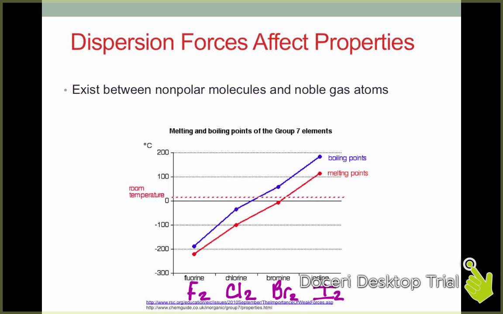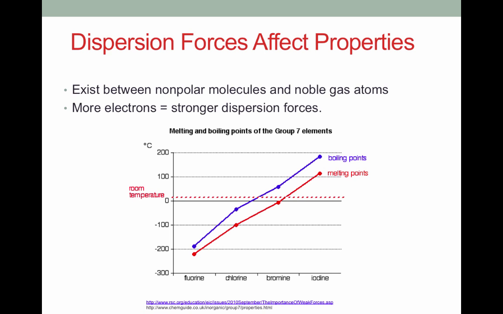Notice that as we increase the number of electrons present in the substance, the boiling point and the melting point of these substances increases. This is due to increasing strength of dispersion forces. So the more electrons you have in a molecule, the more easily distorted its electron cloud will become, and therefore the stronger its dispersion forces will be.